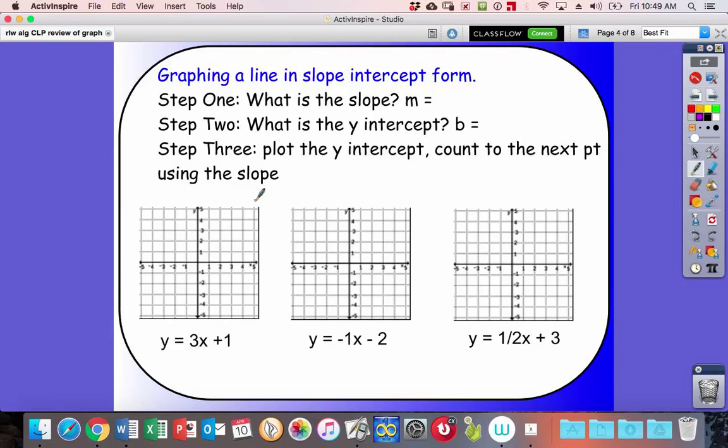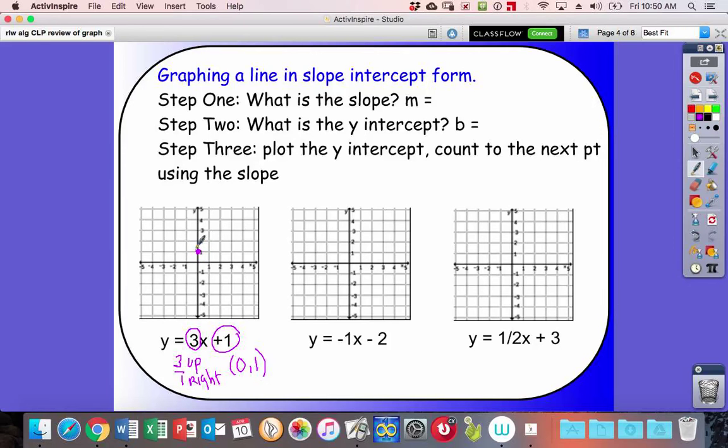Okay, so when I want to graph it, I'm going to look at this one and I'm going to say, okay, my first step, what's the slope? I know the slope is 3. I'm going to put 3 over 1. That means I'm going to go up by 3, right by 1. But where am I going to do that? I have this point here, which is 0, 1. From the point 0, 1, I'm going to go up by 3 and to the right by 1 to get another point. I plot that one.